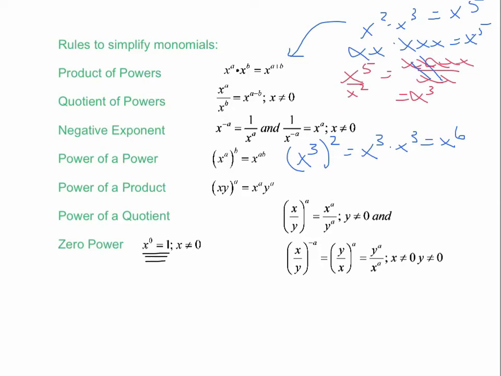The reason we want it to be that is if we have, say, x to the 10th over x to the 10th, we know that those all cancel out and we get 1. We also know that if we apply the quotient of powers rule, x to the 10th divided by x to the 10th is x to the 10 minus 10, which is x to the 0, and we want those to be the same thing, so we define x to the 0 to be 1.